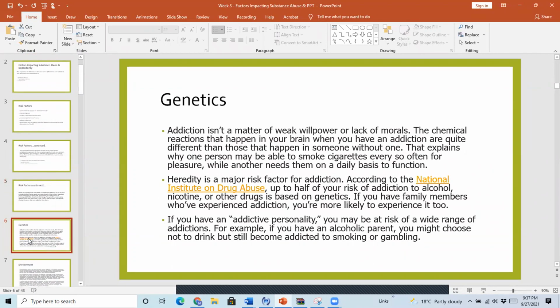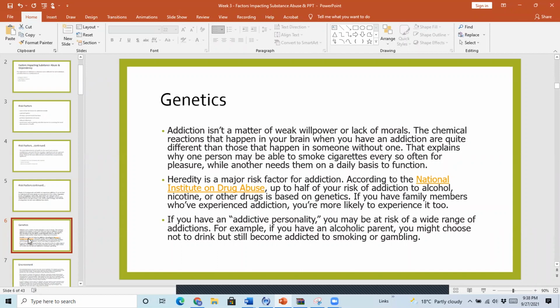Now, let's talk about genetics for a second. Addiction isn't a matter of weak willpower. It's not somebody who has a lack of morals. It's not like that. You see, the chemical reaction that happens in your brain when you have an addiction is quite different than those that happen to someone without that. So sometimes when you examine the genetics behind somebody's addiction, you have to look a little deeper, like what's going on in their brain, what's going on in their genetics.